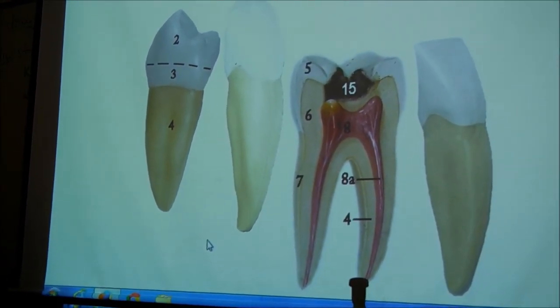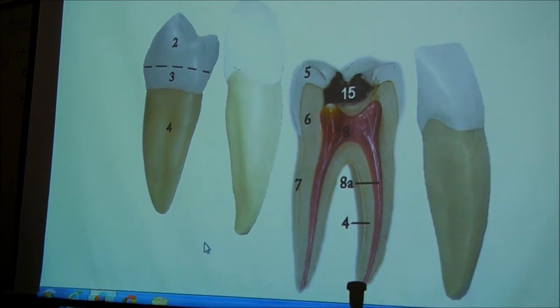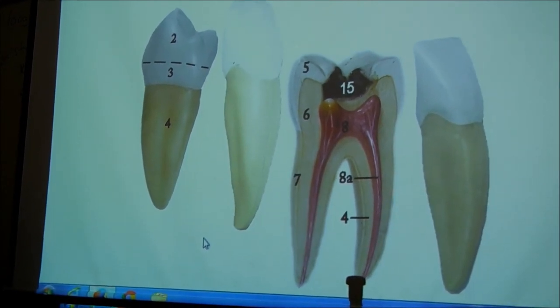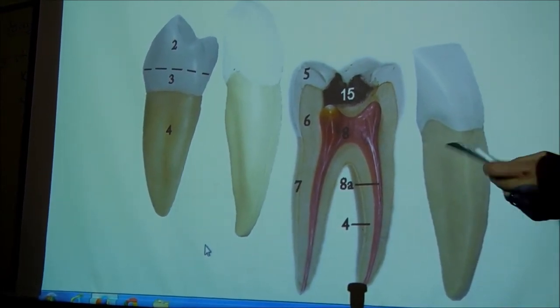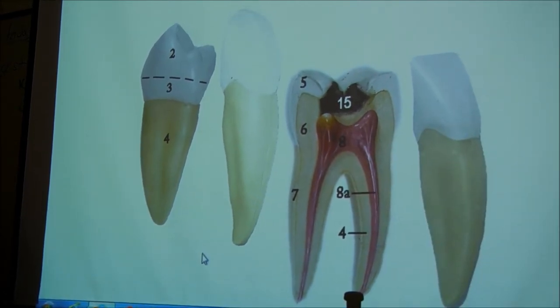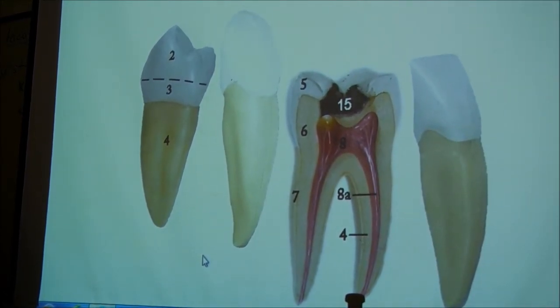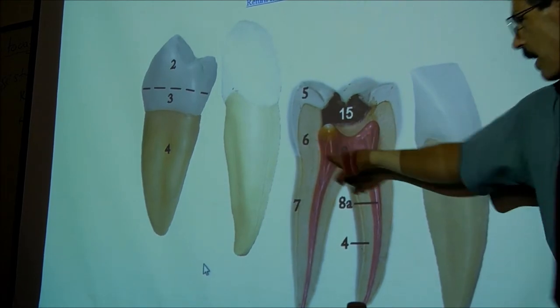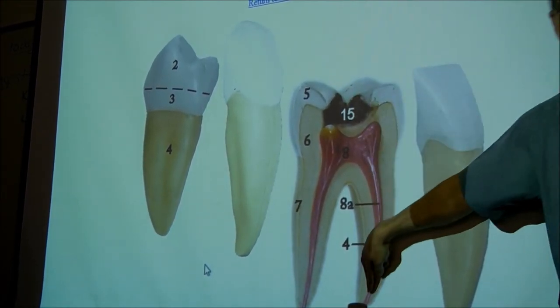The apical foramen. Literally the tip's hole. Right? What do you think lives inside number eight? What do you call the thing inside the cavity? Pulp. So pulp is the stuff, the space is the cavity. This is the canal.